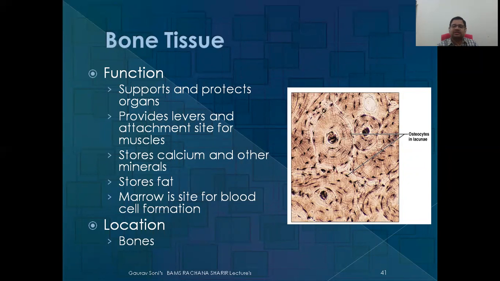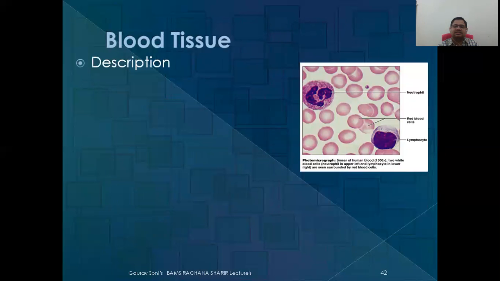So basically, you are going to find these types of slides where you can find the osteocytes in lacunae. Certain specific characters are there which will be dealt with in another lecture, and we are specifically going to talk about bone tissue. There are Volkmann's canals. There are certain Haversian canals which are present here. We'll talk about them. Then there is blood tissue.